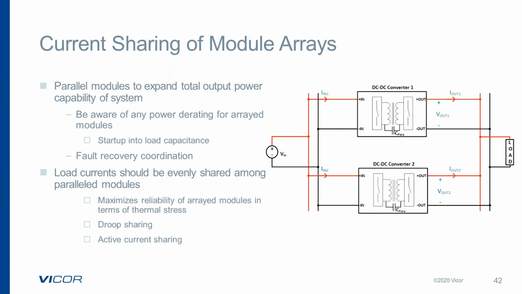There's a couple of different current sharing methods for the DC to DC converters. One is a droop sharing method, where as the load increases, the output voltage tends to decrease. And then the other converter that's online will see that decrease in voltage, and it will pick up its current delivery. Another is an active current sharing method, where there's communication between the two converters that facilitates current sharing.